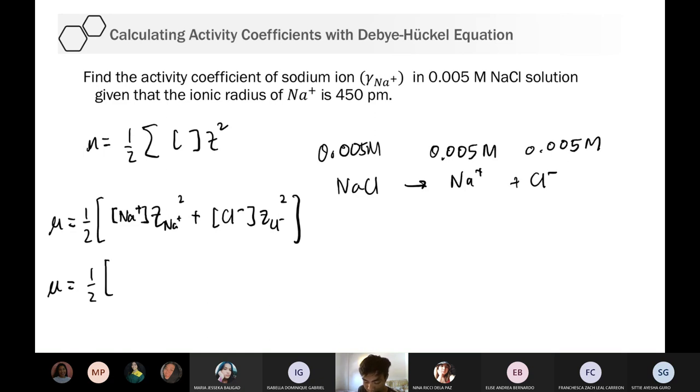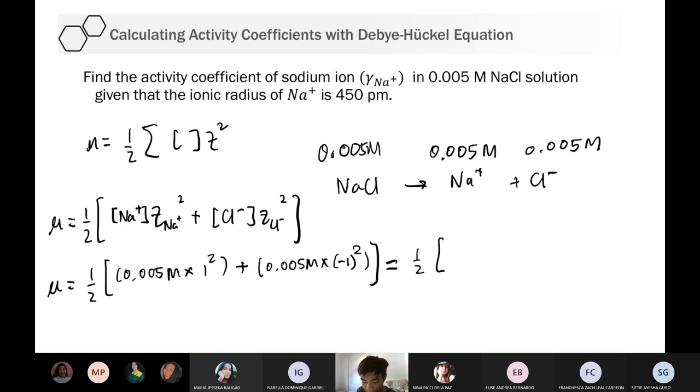That's 1/2 equals to 0.005 molar times what's the charge of sodium? Positive 1 squared plus yung kay chloride ion naman 0.005 molar times the charge of the chloride ion negative 1 squared. Okay. Pag-add na natin yan. So, that will be 1/2 of what's 0.005 times 1 squared and 0.005 lang din yan. What is negative 1 squared? Edi 1 lang din yan. So, 1 times 0.005 is 0.005 lang din.